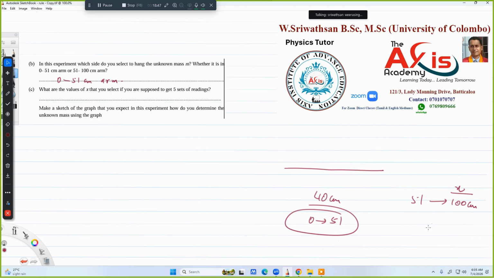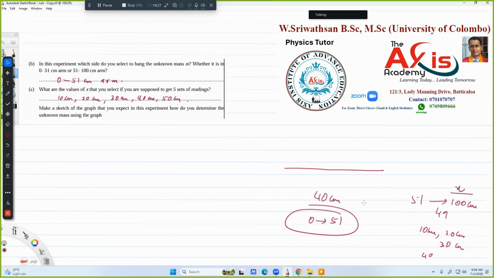10 centimeter we can measure first, then 20, then 30, right? Because nearly 49 divisions are there, no? So 10, 20, 30, 40 and 50. 5 sets of reading we have to get. 10 centimeter the first value, 20 centimeters the second value, 30 centimeter, 40, then 50, right? Then we can get 5 sets of reading.